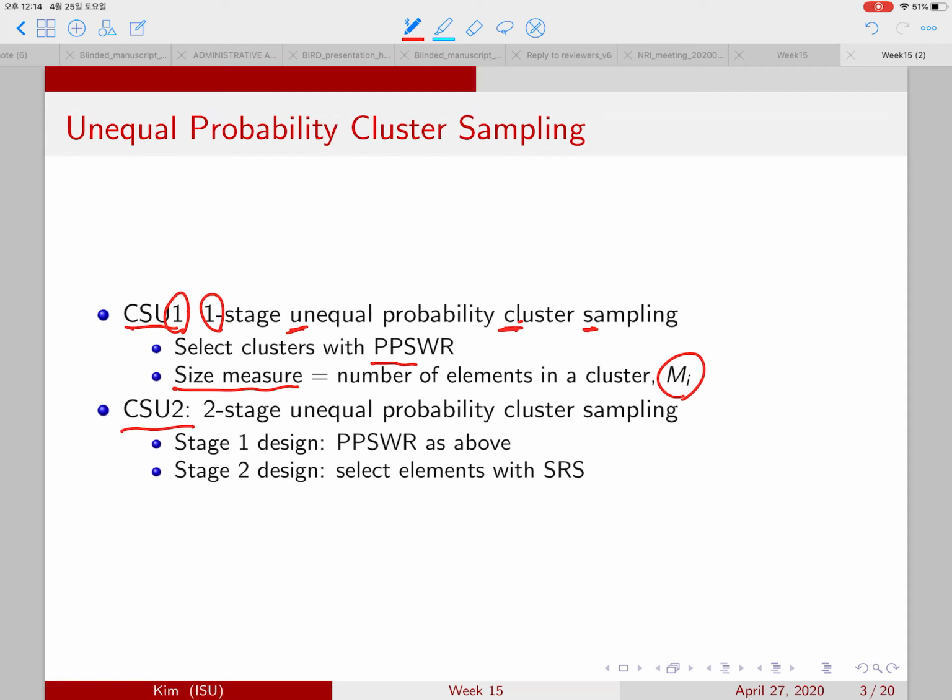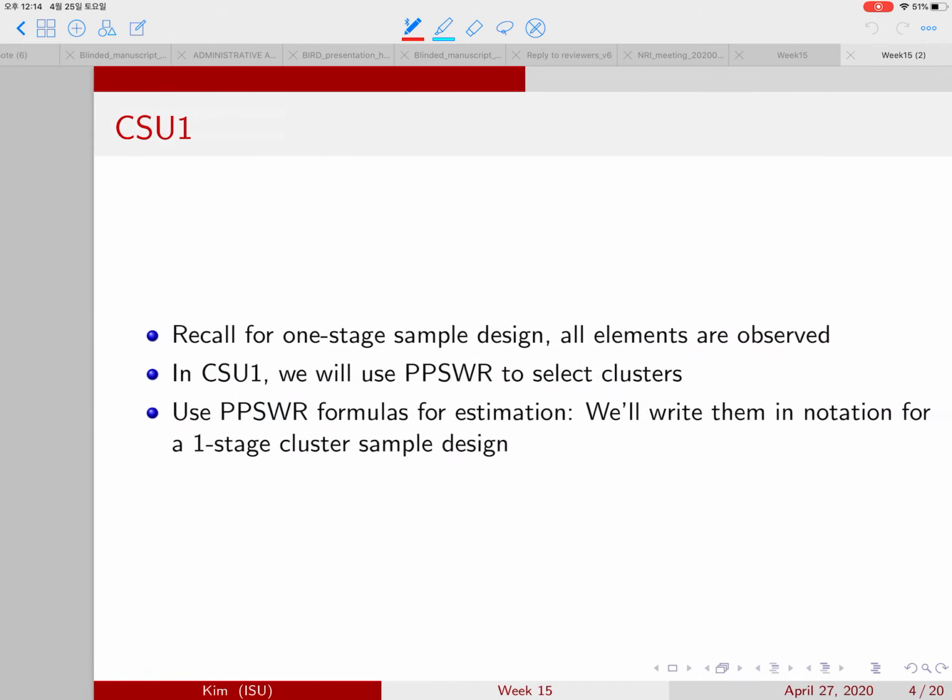The second type is the two-stage unequal probability sampling. The only difference is that we have a second stage sampling, which is a simple random sampling. All right.